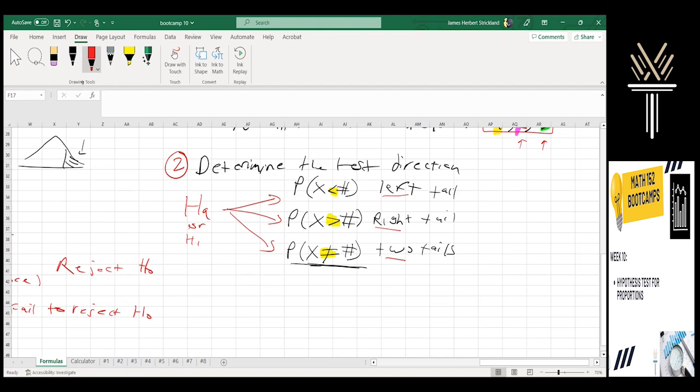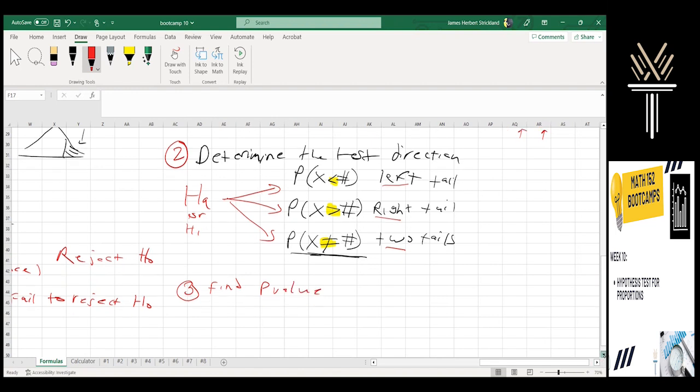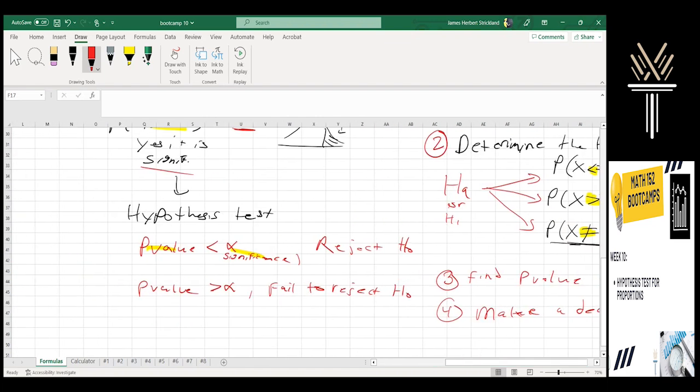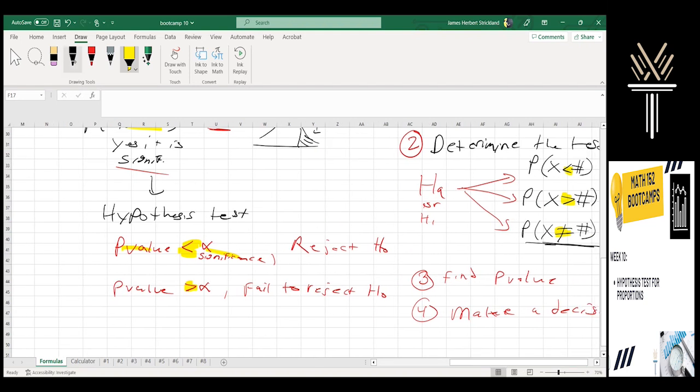Once you determine your test, you're now ready to find the p-value, which again is just a probabilistic value. And then once you have your p-value, you get to make a decision. That decision is referring to this idea: is your p-value smaller or is it bigger? And then once you make a decision, the final step, and the part that gets most people tripped up, is your conclusion.